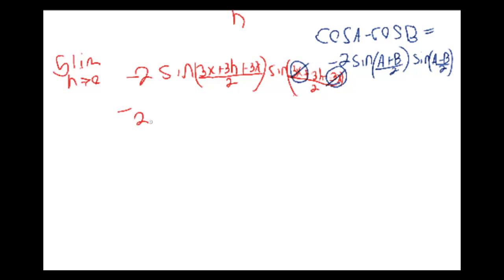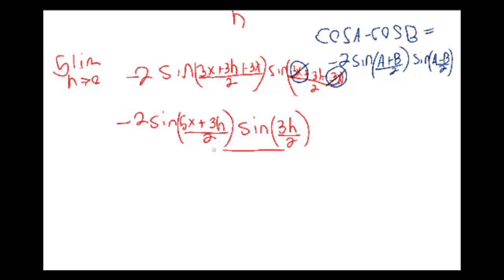negative 2 sine of 6x plus 3h all over 2, times sine of 3h over 2, all over h. If you were to plug in, you still would get 0 over 0 at this point.